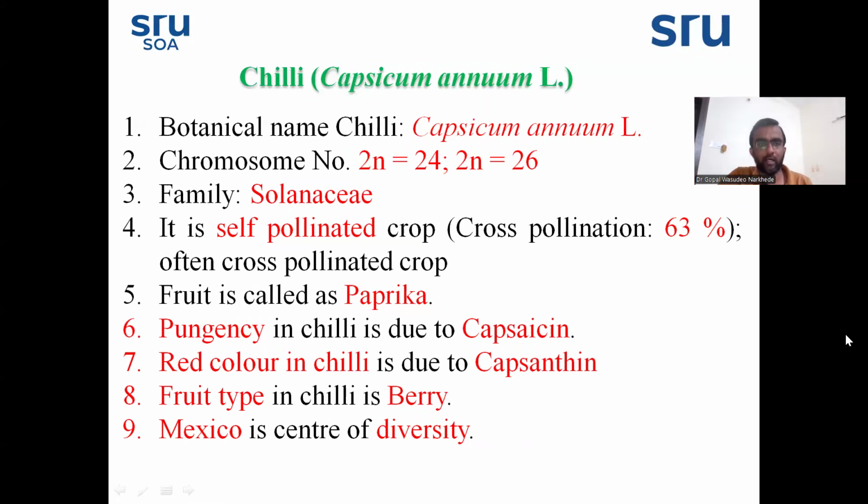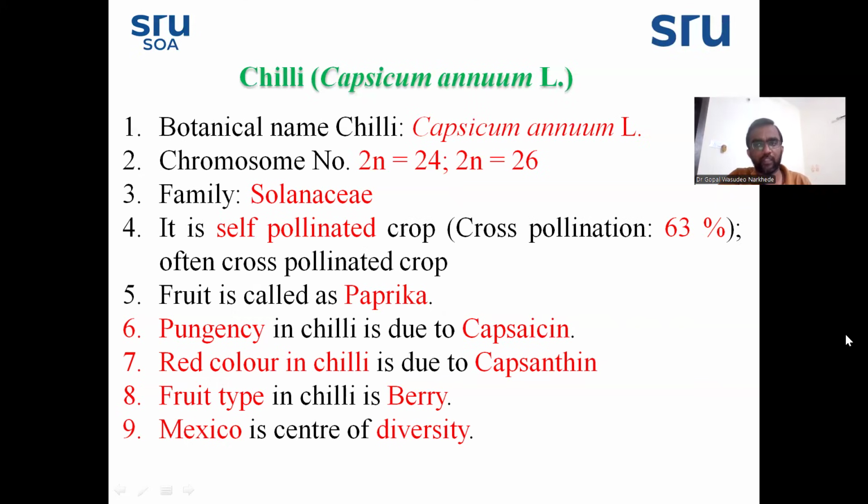Like paprika is the name for chili fruit. Then capsaicin is responsible for pungency in chili. Then next, capsanthin is responsible for red color in chili. Then fruit type of chili is called a berry. And Mexico is the center of diversity.